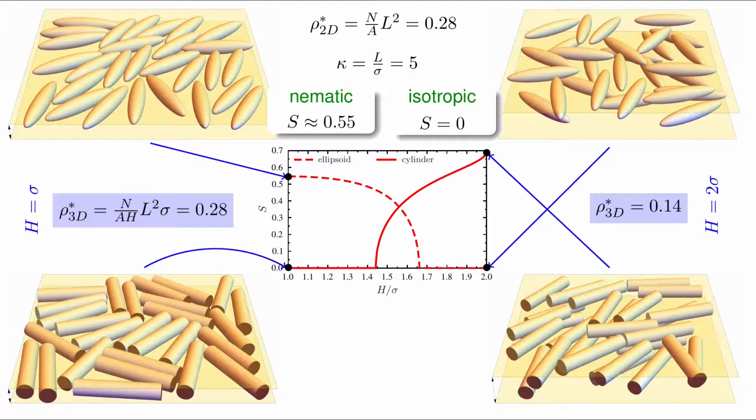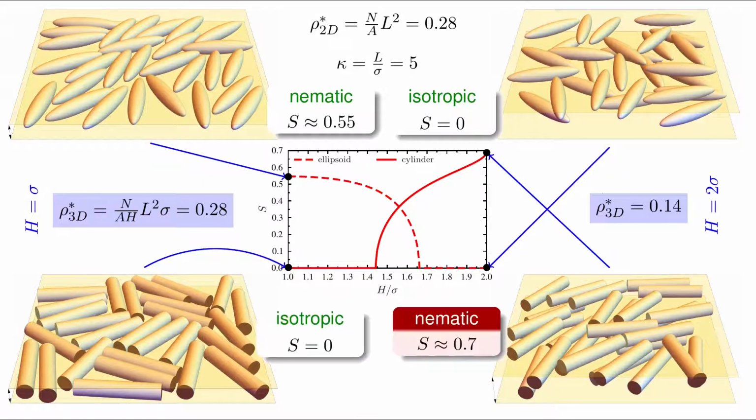Surprisingly, the cylinders show the opposite behavior. In the narrow pore the phase is isotropic, while in the wider pore the phase is highly ordered nematic. The order parameter is about 0.7. This amazing behavior is the point of our paper.